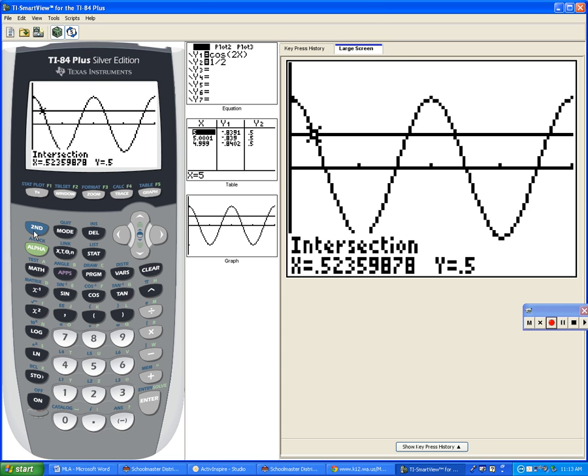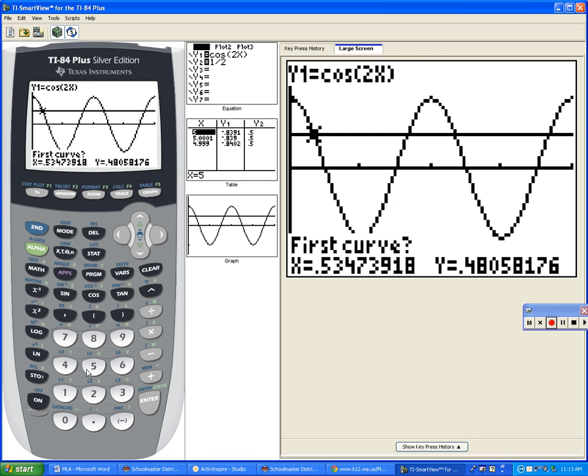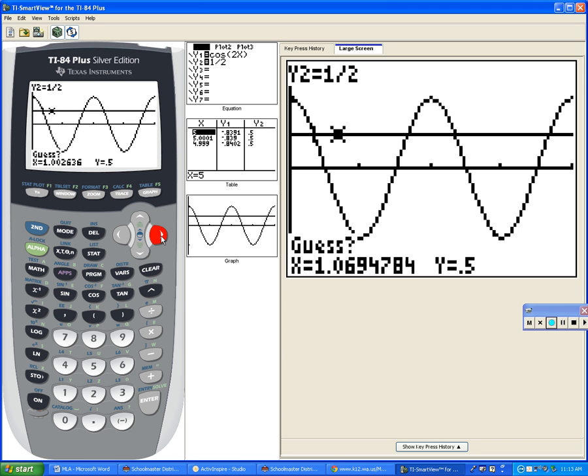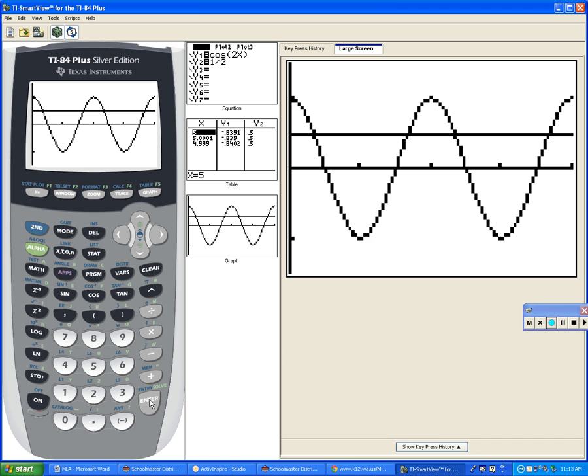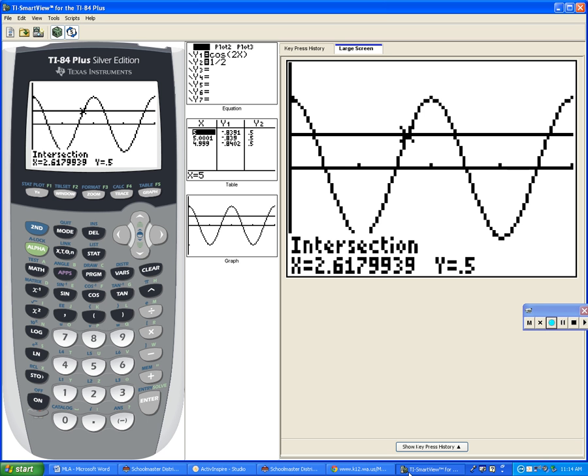So I'm going to go second calc again. Are we done with this problem? No, we got 3 more intersection points to find. 5 for intersection. Enter, enter. Now to get this other one, I need to move the cursor over so it's closer to where they cross there. I'll help you individually in a second. Then hit enter again. 2.6, and it says 2.6 blah blah blah, but we want the nearest hundredth, so that's going to be 2.62.